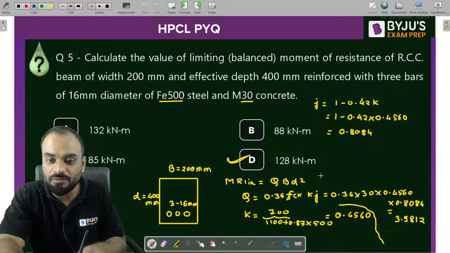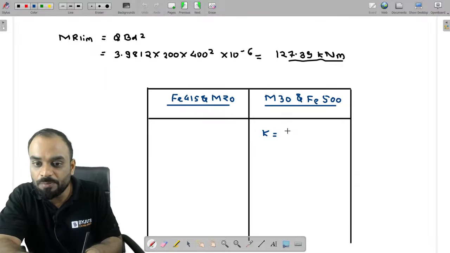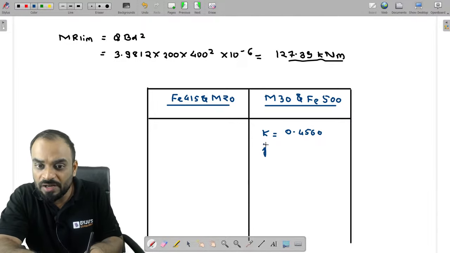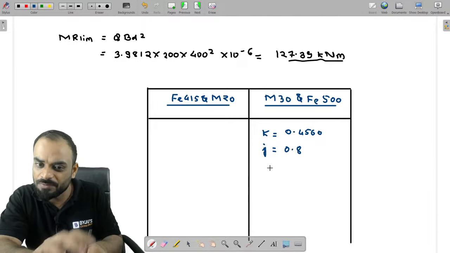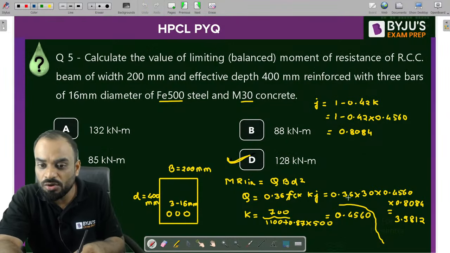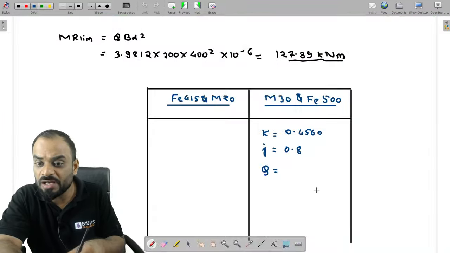How much is it? We have already calculated it. It is basically 0.4560, or you can write 0.45 also. What is the value of J? It is almost 0.8. And what is the value of Q? You know, guys, after multiplying all three values and multiplying by 0.36, you may get 3.98.